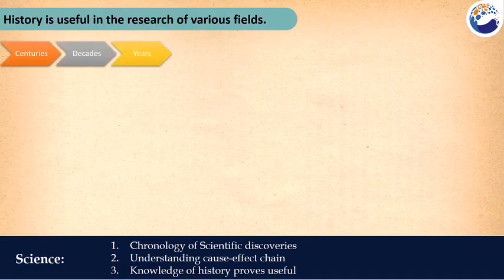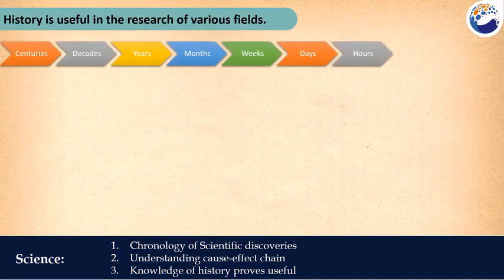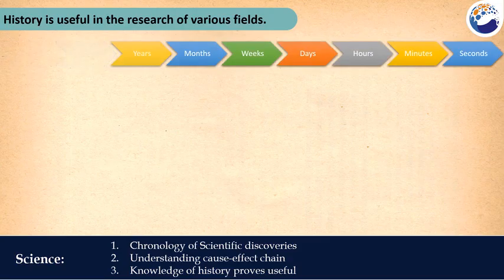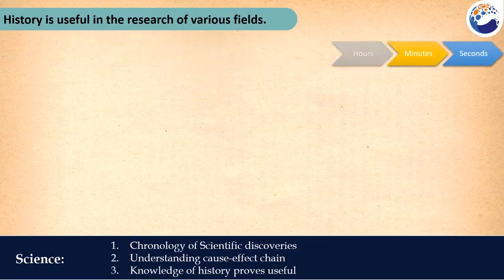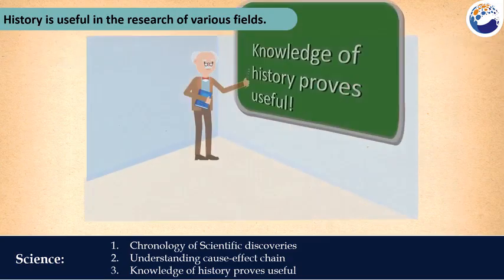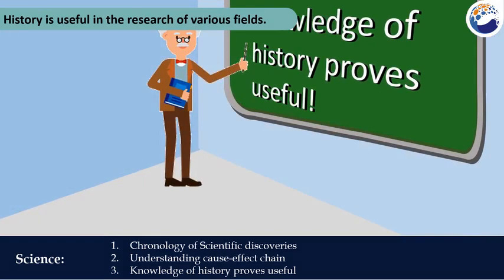2. Science. 1. The history of science helps in understanding the chronological order of scientific discoveries, inventions, and theories. 2. The history of science helps us to understand the cause-effect chain which had led to those discoveries and inventions. 3. Knowledge of the history of science helps in understanding the factors that facilitated a scientific discovery or invention and also its chronology.